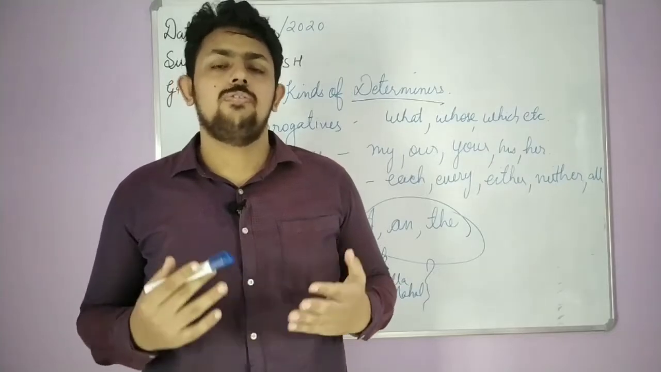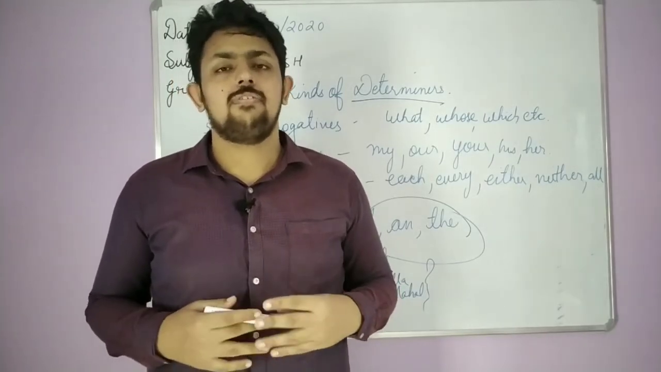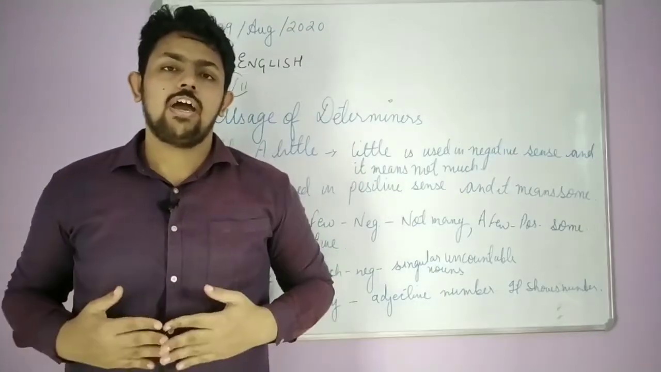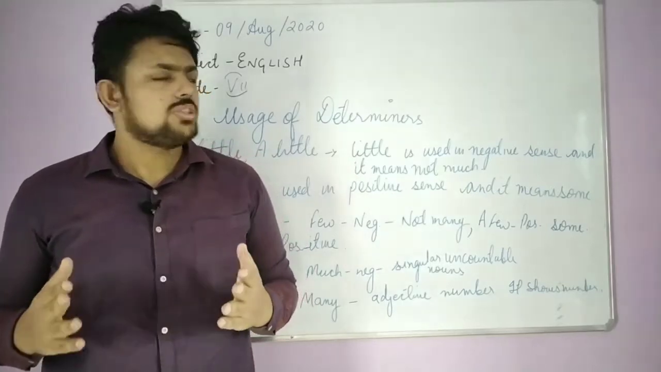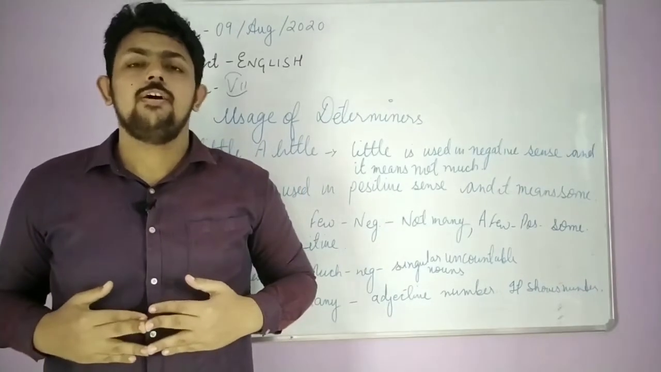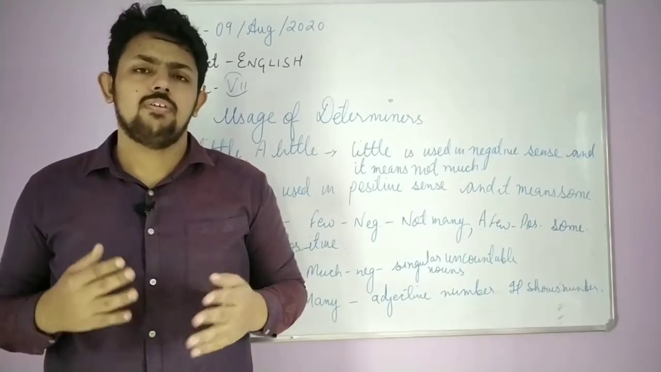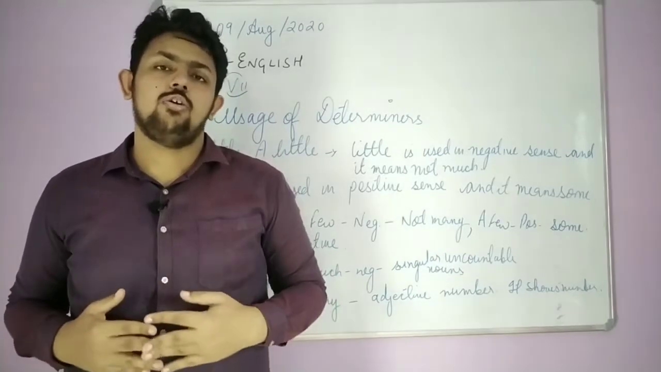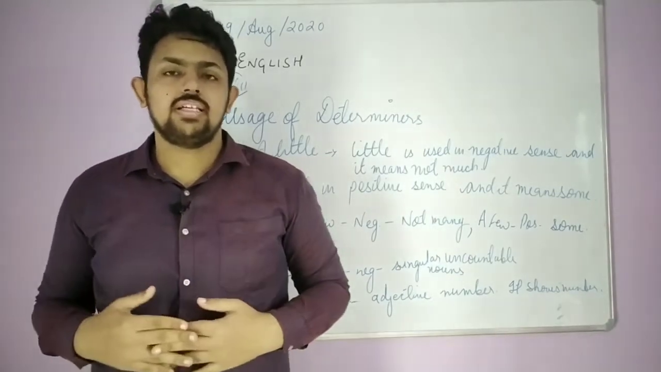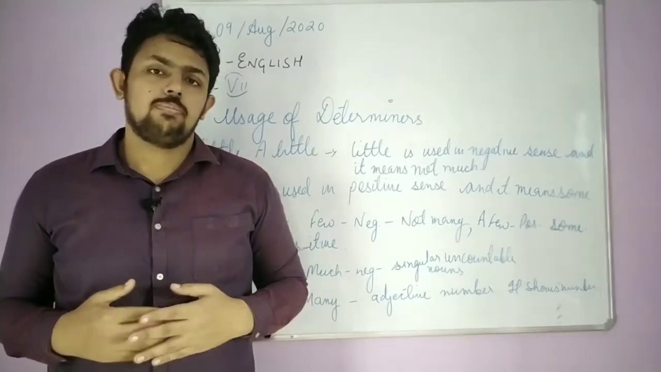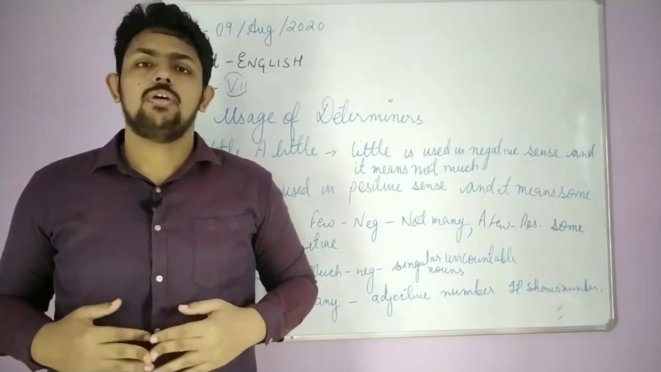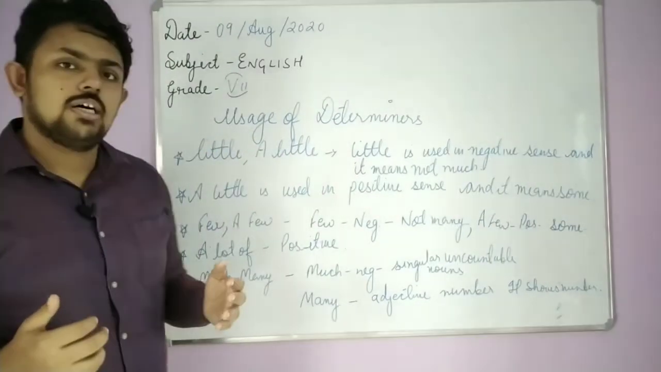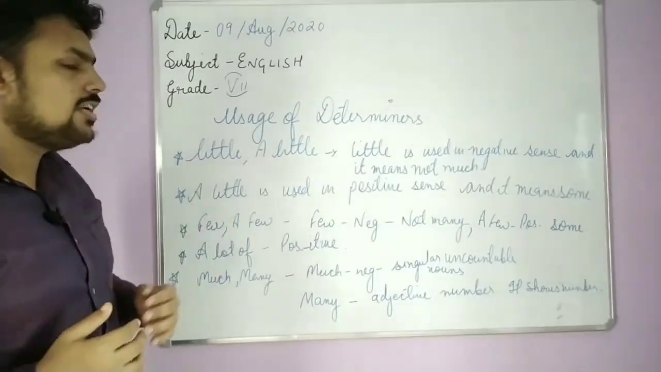Okay, so these were the few kinds of determiners that we have done in this part of the video. Here we have the usage of determiners. We have done the definition of determiner, we have done the kinds of determiners, and now we will see where to use those kinds of determiners. Then we will do an exercise, and our chapter for today will be concluded. The first part will be concluded, and we will meet again in the next part. So here we have the first usage of the determiner.